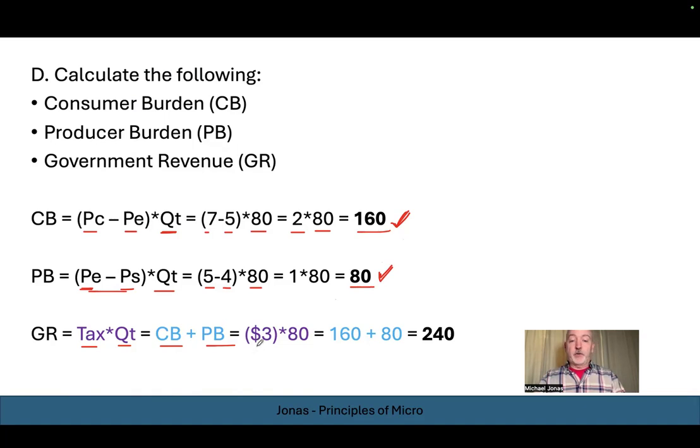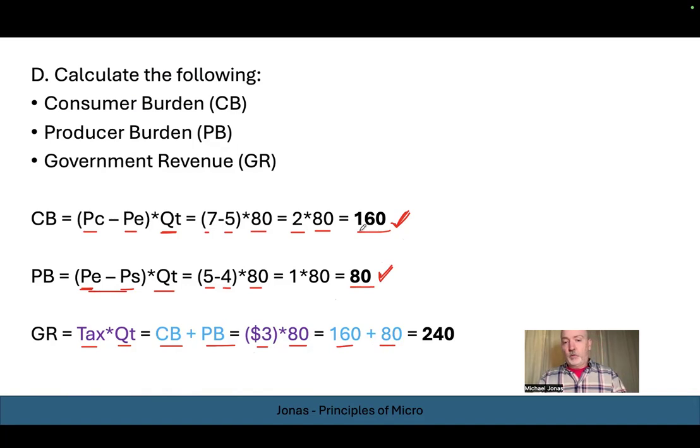So let's just double check this. So we have our $3 per unit tax. We've got 80 units being taxed. So 3 times 80, that should match consumer burden of 160 plus producer burden of 80. And it does, thank goodness. Both of them come out to 240.